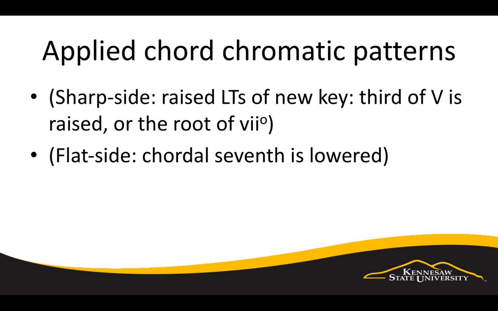We can also have flat side applied chords. So now typically the chordal 7th is lowered. So the 7th of the chord, not of the scale, is lowered. So a common example is 5/7 of 4. Let's take C major. 4 chord will be F, A, C. The 5/7 of 4 will be C, E, G, B flat. Notice how the chordal 7th is lowered.